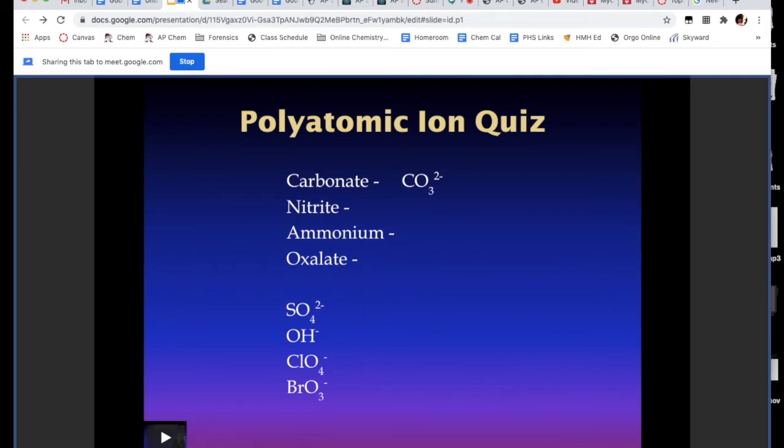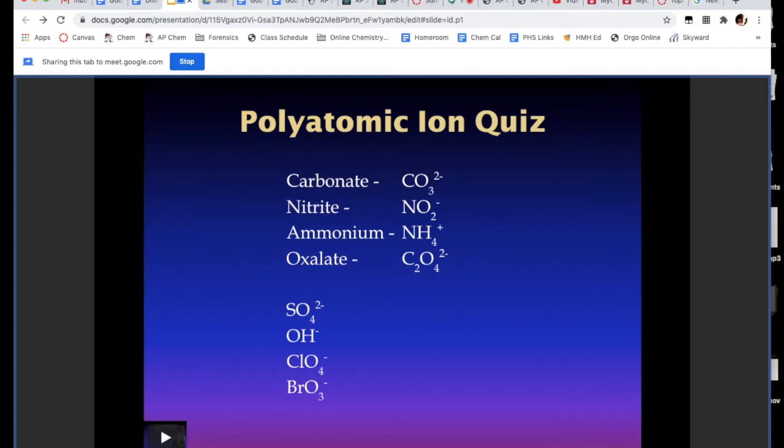All right, nitrite, NO2 with a 1-. Ammonium, the only one that is positive. This one you just have to memorize. NH4+. And then I thought I'd throw in a very dirty one. This one's tough. I'm not trying to penalize you, but I just want to see. If any of you got that, bravo. Usually people don't have that at this point. So if you had no idea, fair enough.